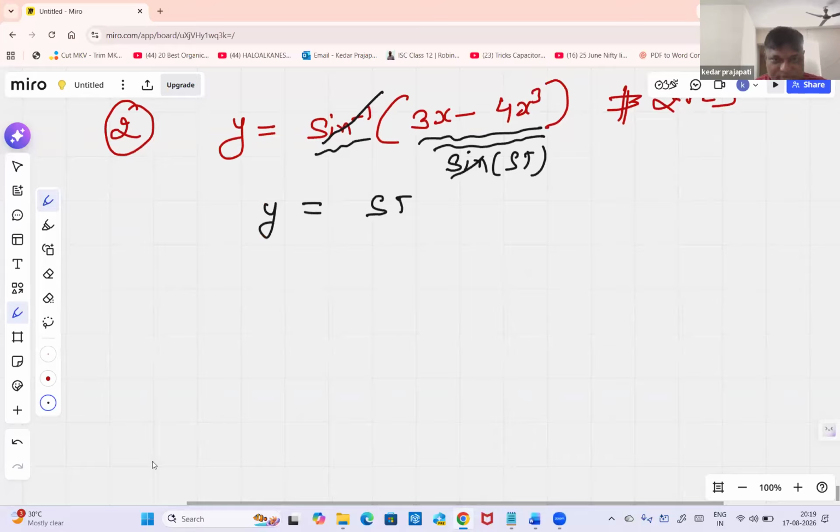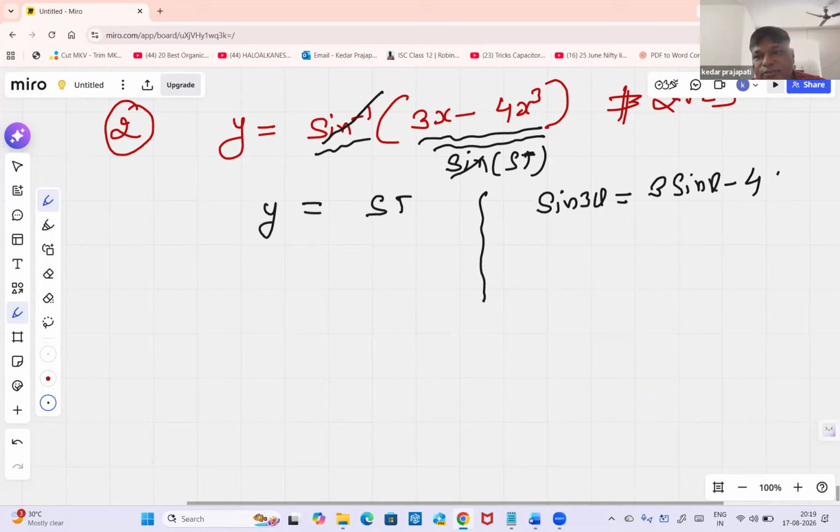You're getting the trick, right? This is the trick. If you will try to solve this directly, it will never get solved. You will not get the answer. Now you are seeing sine 3 theta. What is the formula of sine 3 theta? It is 3 sine theta minus 4 sine cube theta. Right? So see, it is in that form. If I put x here, it will come as 3x minus 4x cube.